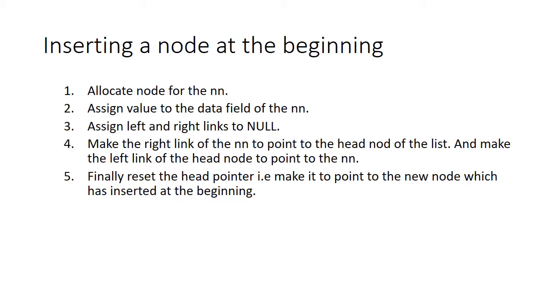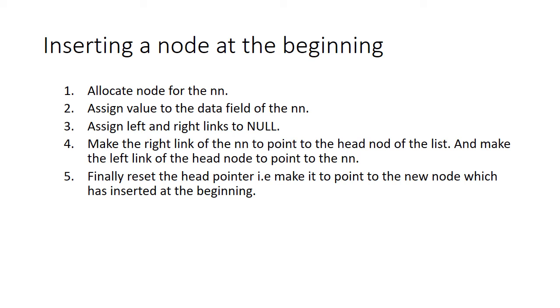The first operation that we are performing on the doubly linked list is inserting a node at the beginning. First of all, whenever you want to insert a node, we have to create the memory. We have to allocate the appropriate amount of memory using the dynamic memory allocation function called malloc, and we have to rename that particular node as NN. NN stands for new node. We have to enter the data in the data field of the new node.